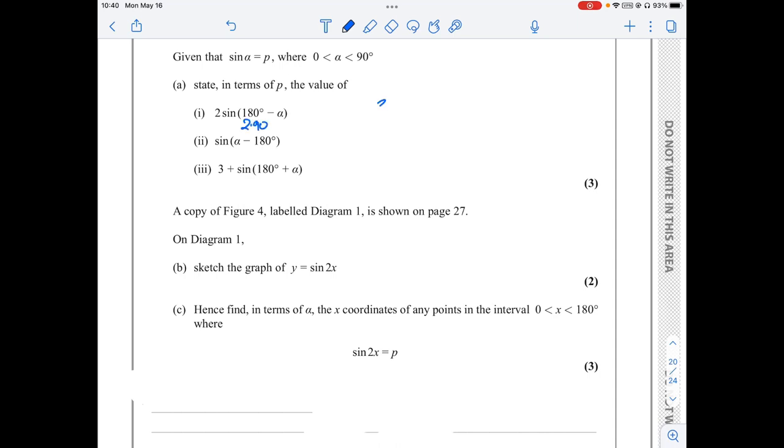2 is an even number. Sine remains sine only, sine alpha, and it is in the second quadrant. It is in Q2. It is positive. So it is going to be 2 sine alpha. 2 sine alpha means 2p.